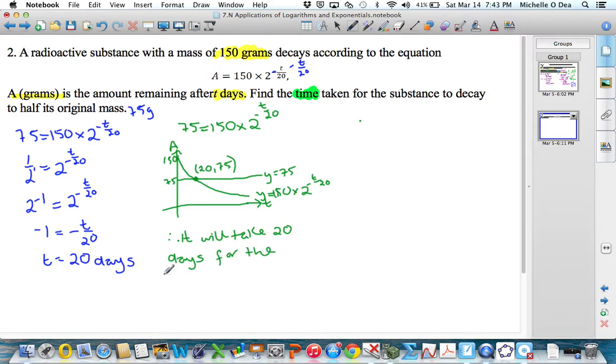And this happens in real life. Radioactive substances, they have what we call a half-life. The substance halves.